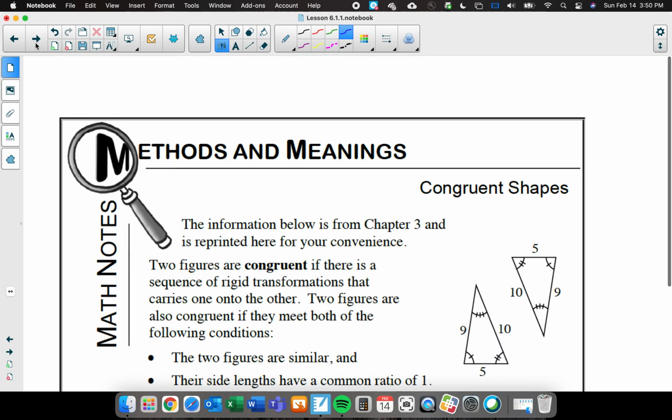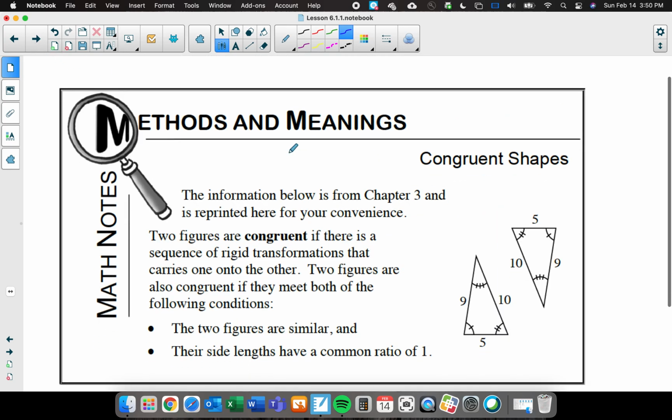Okay, all right. So if we keep going, here's exactly what I was talking about, methods in the math notes box. Two figures are congruent if there's a sequence of rigid transformations. All that means is if I were to take like this triangle, for example, I can just do a rotation of this triangle. That's the rigid transformation that they're referring to. Okay, I can take this and rotate it so that it matches up perfectly with that one. And the idea is, here's your similar figures with a 1-to-1 ratio. That's what we're talking about. Okay, and you can always match things up from one shape to the other.